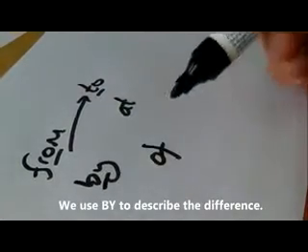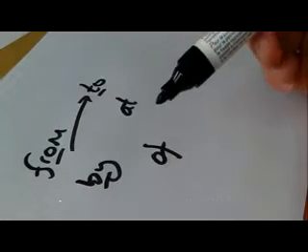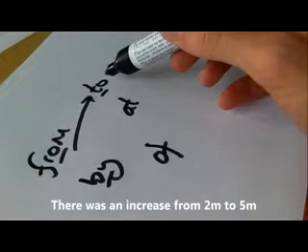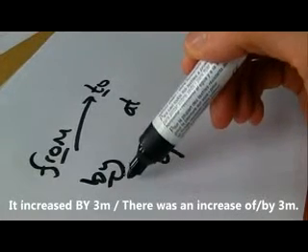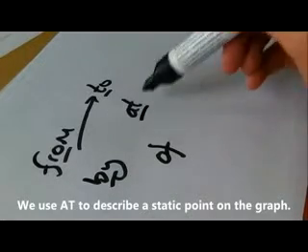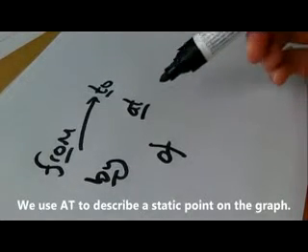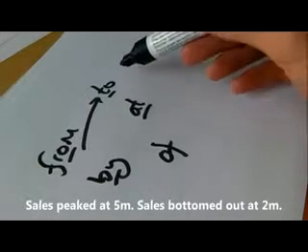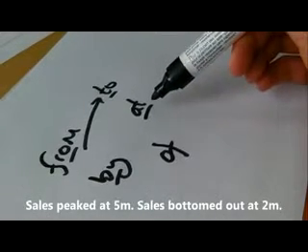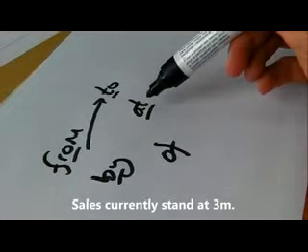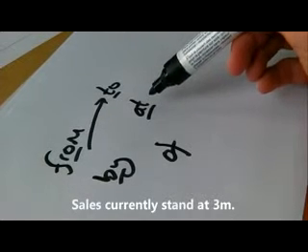We use by to describe the difference. There was an increase from 2 million to 5 million. There was an increase by 3 million. We use at to describe a static point on the graph. Sales peaked at 5 million. Sales bottomed out at 2 million. Sales currently stand at 3 million.